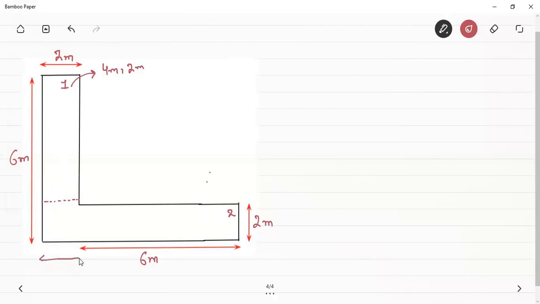Similarly, this length will be equal to 2 meters. Therefore, the total length of the second rectangle will be equal to 8 meters and its width is equal to 2 meters. This is the breakdown of this figure into two elemental shapes whose moment of inertia are known to us, and these are the two rectangles.